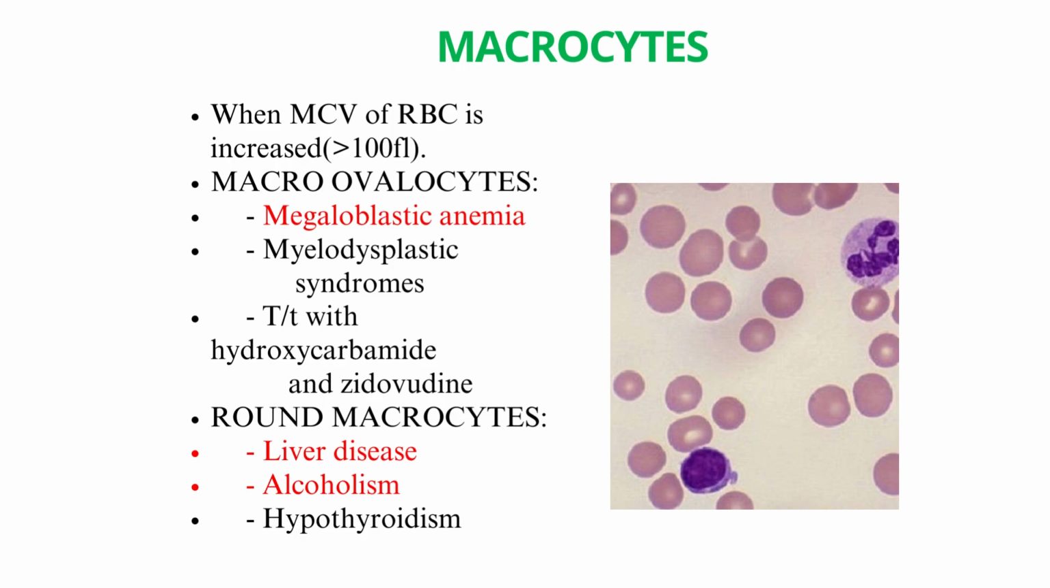Megaloblastic anemia, then we have myelodysplastic syndromes and treatment with some drugs like hydroxycarbamide or zidovudine. Round macrocytes are also seen in liver disease and alcoholism and hypothyroidism. This you have to remember, the non-megaloblastic causes of macrocytes. Okay, so it is liver disease and alcoholism. Classically, you have to remember, even in hypothyroidism patients: liver disease, alcoholism and hypothyroidism. Along with that, myelodysplastic syndrome and drugs.